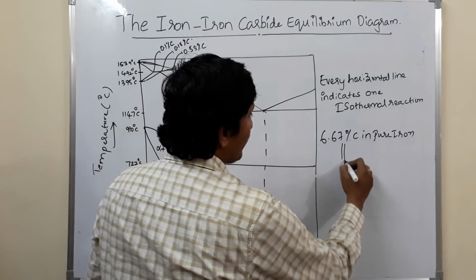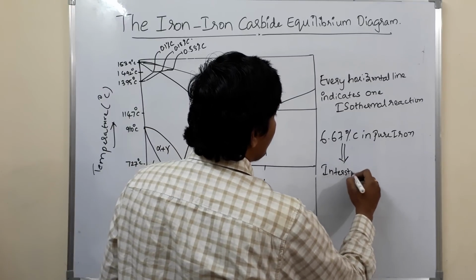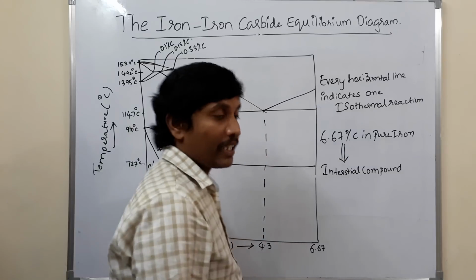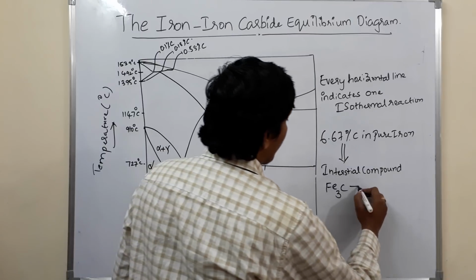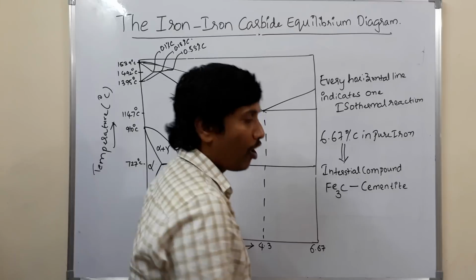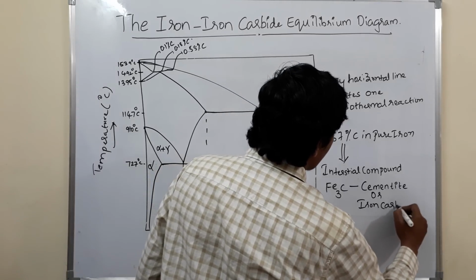This is called an interstitial compound, which is given by the chemical formula Fe3C. It is called cementite, or it is also called iron carbide.